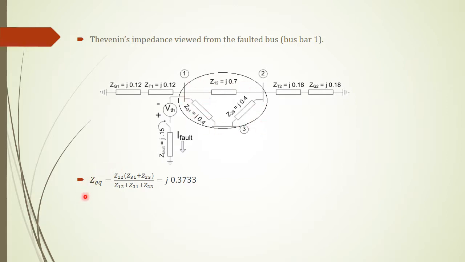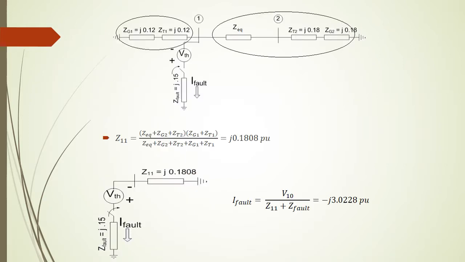And Z equivalent here is Z12 in parallel with Z31 in series with Z23, like this. And in the end, we have Z equivalent equals j0.3733 pu. So after that, we can rewrite the equivalent circuit like this.